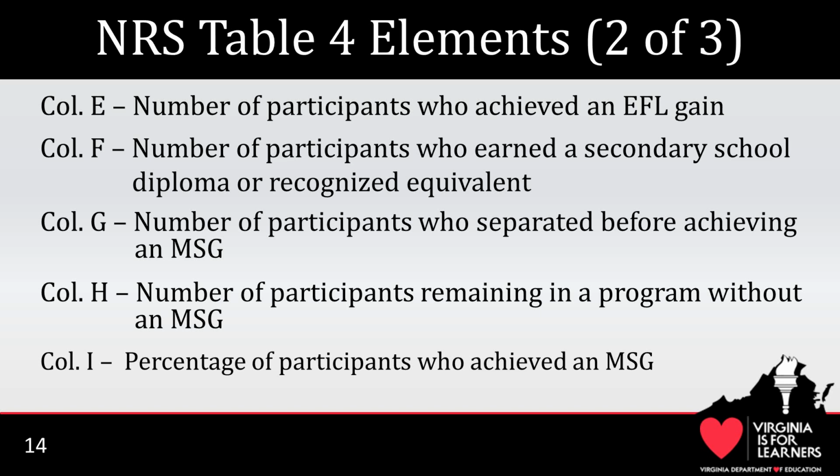Some programs may see an increase in this number as a result of SSWS now automatically assigning exit dates. Column H provides the number of participants remaining in a program without an MSG. Column I provides the percentage of participants who achieved an MSG. The percentage is determined by adding together columns E and F, then dividing by column B less column C.